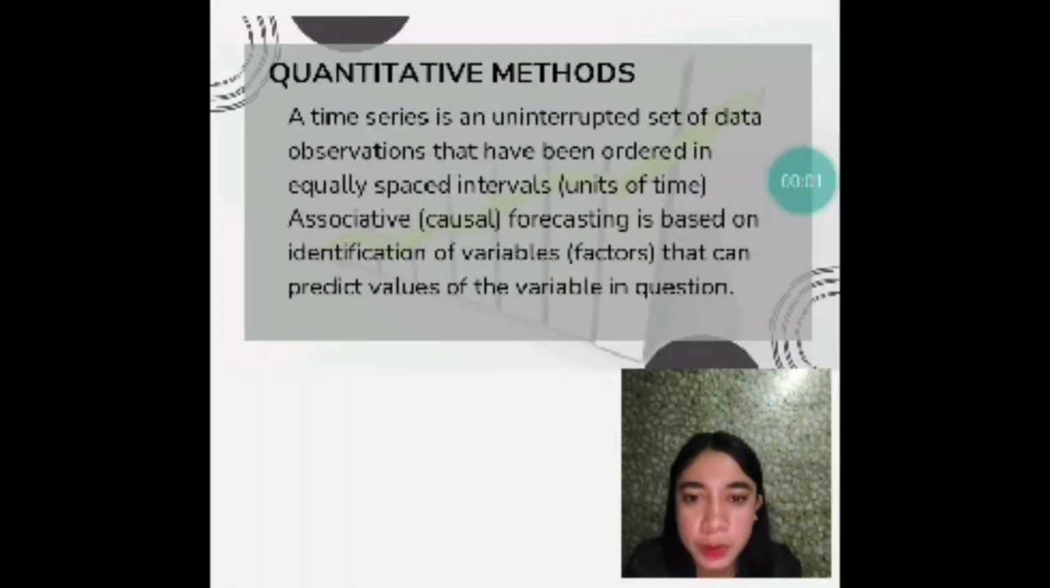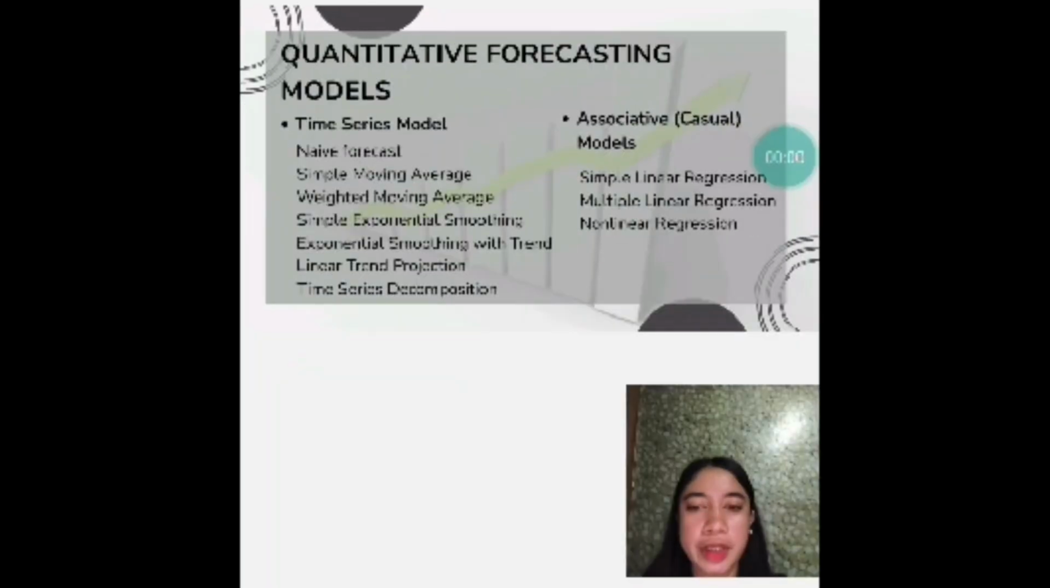So next is quantitative methods. So next is the quantitative forecasting models. It has two types of models, which are the time series models and the associative or causal models.